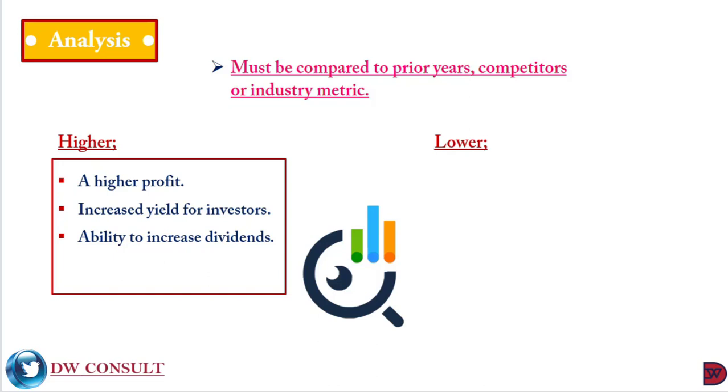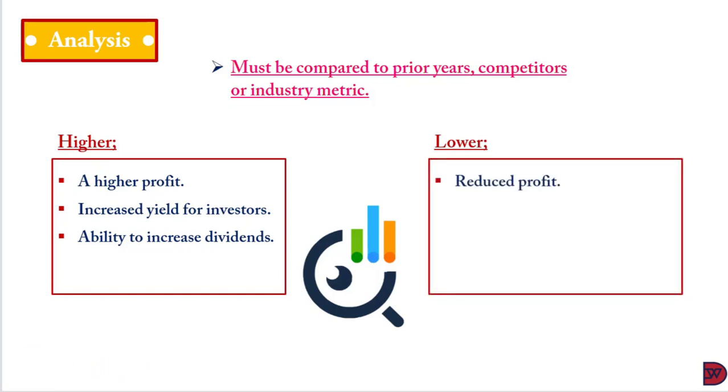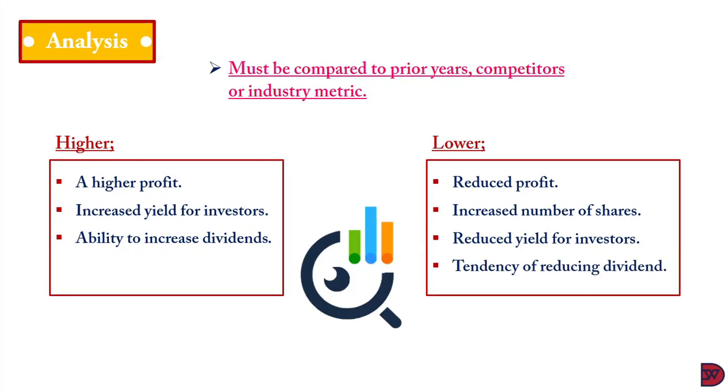On the other hand, when you make the comparison and it is lower, the indication is that there was a reduced profit. It also can mean that there was an increase in the number of shares with the profit staying static. If the denominator increases, the resulting figure will decrease. Maybe they floated more shares, they brought in more shareholders, but it didn't reflect in the performance of the business to have a commensurate increase in the profit. It also will indicate a reduced yield for investors. The earnings per share will go down, which might even affect the dividend per share.